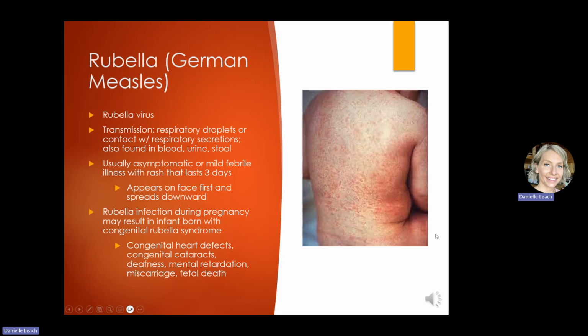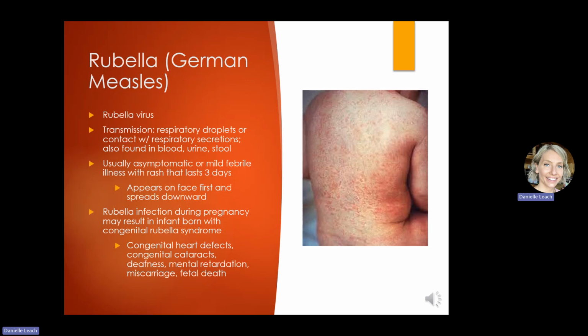Rubella, also called German measles or even called 3-day measles. So rubella is obviously one of the infections on the MMR vaccine. So this infection is caused by the rubella virus, transmitted through respiratory droplets or contact with these droplets. It can also be found in the blood, urine, or stool. The child is usually asymptomatic or just has a very mild fever and a rash that lasts about 3 days. The rash usually appears on the child's face first and then spreads downward throughout their body.